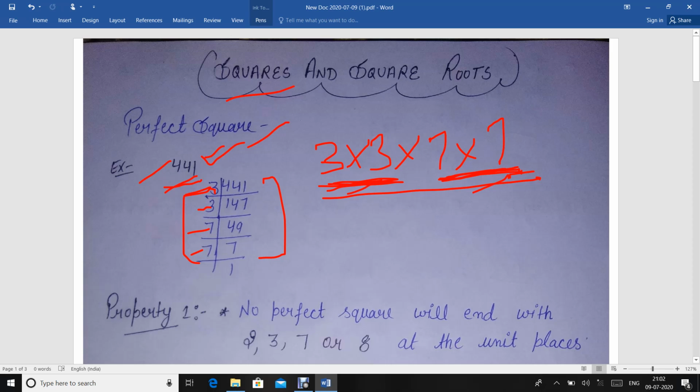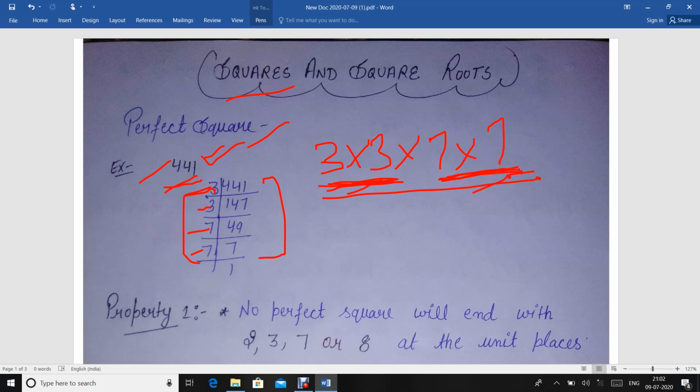Now if no factor is left over after grouping, the number is a perfect square. But if any number or numbers are left whose grouping is not possible, then the number is not a perfect square. I hope all of you understand the term perfect square.